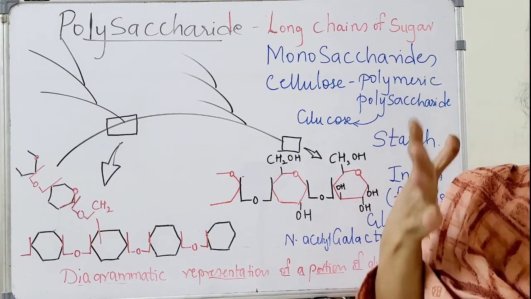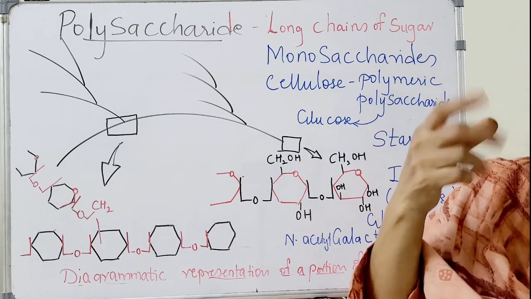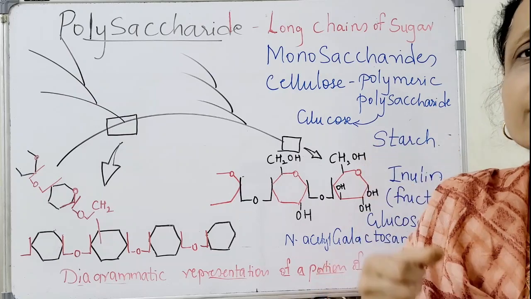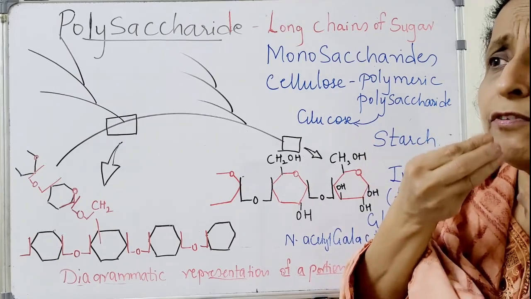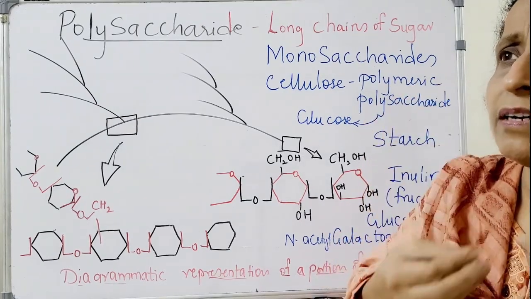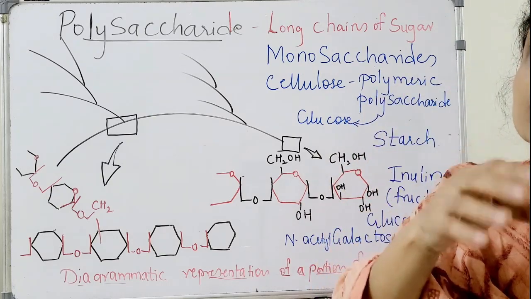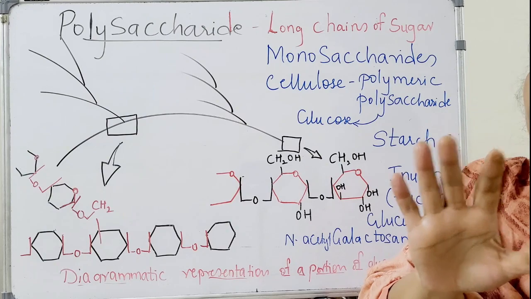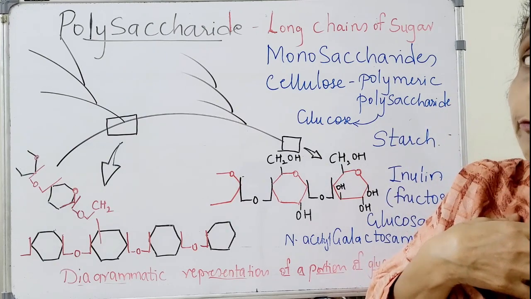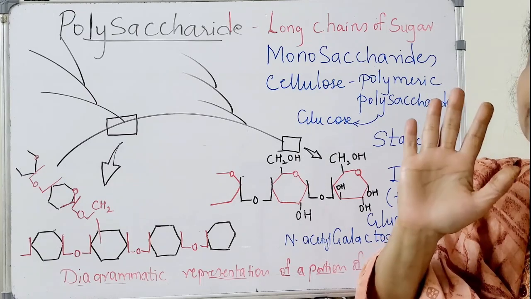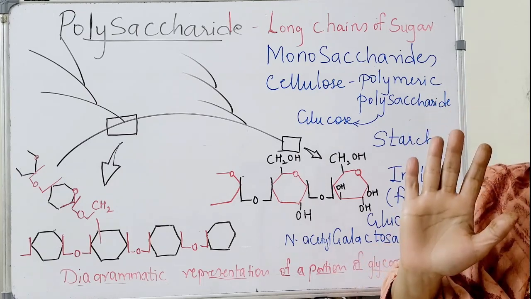Now inulin. Inulin is a fructose polymer. It is fibers. It is probiotic. When you take wheat, you take banana, you take chicory, all this consist of inulin, which is probiotic, which is good for health because it helps in excretion and keeps our system healthy.